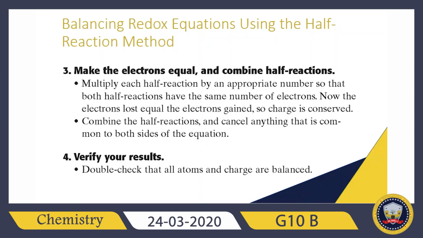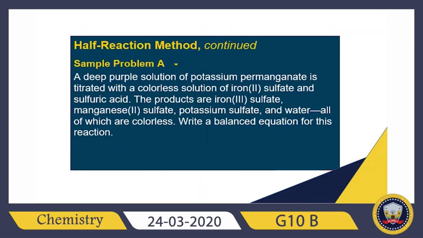Okay, so now let us start our first problem. So here we have our sample problem. Sample problem A. A deep purple solution of potassium permanganate is titrated with a colorless solution of iron sulfate, or ferrous sulfate, and sulfuric acid. The products are iron 3 sulfate, or ferric sulfate, and manganese sulfate, potassium sulfate, and water, all of which are colorless. The question is, write the balanced equation for this reaction.